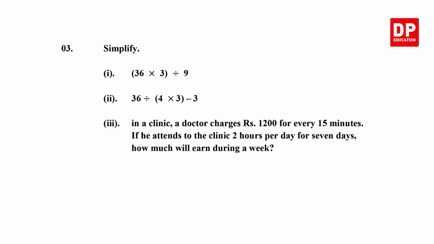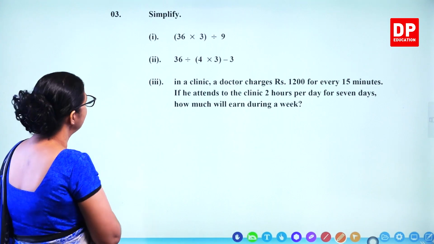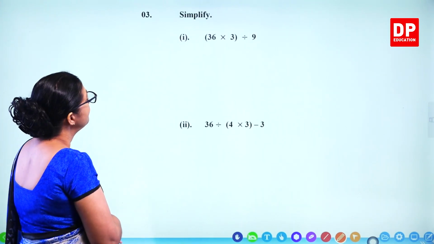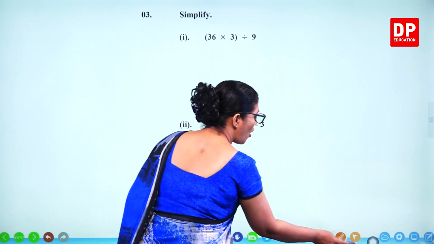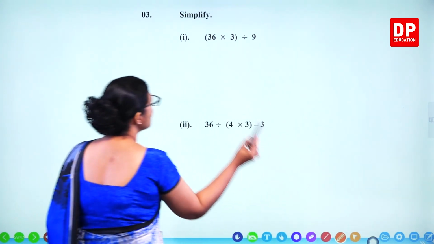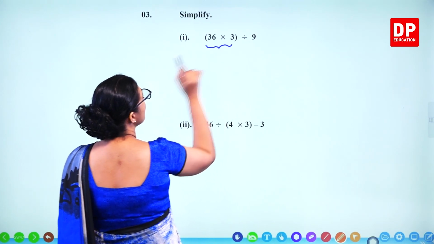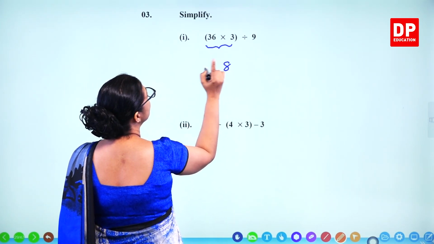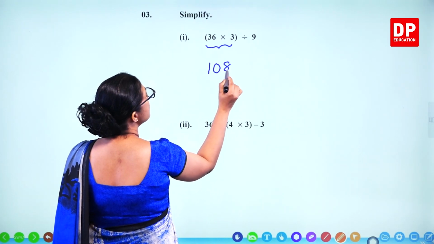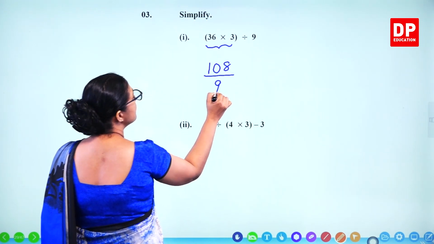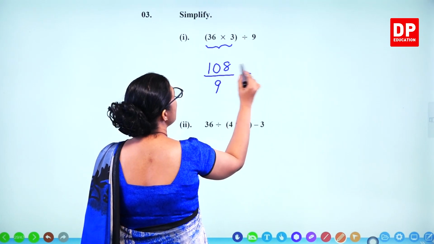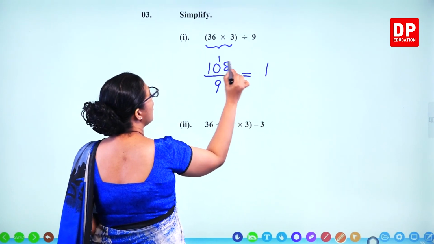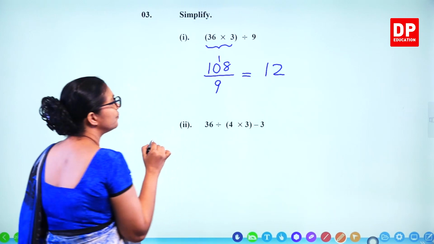Question number 3. Simplify. Here, according to BODMAS, brackets first. 36 times 3, 108. Then divide by 9. 9 times 1, 9. For 18, that's 2.